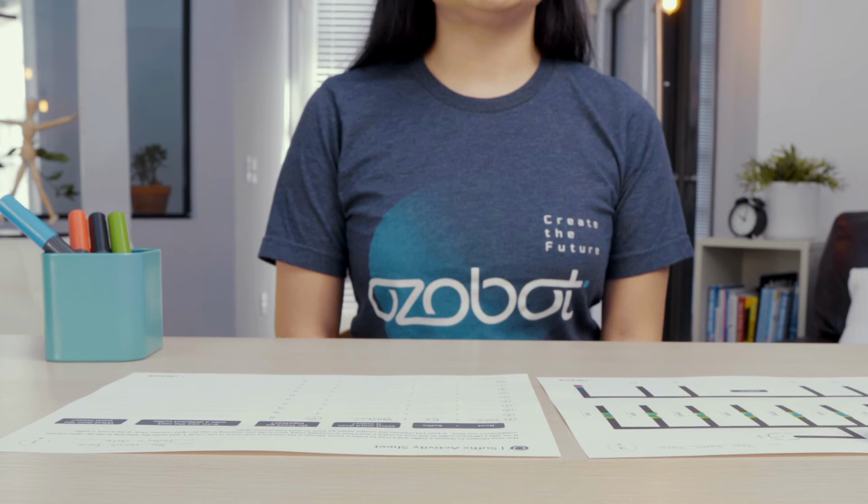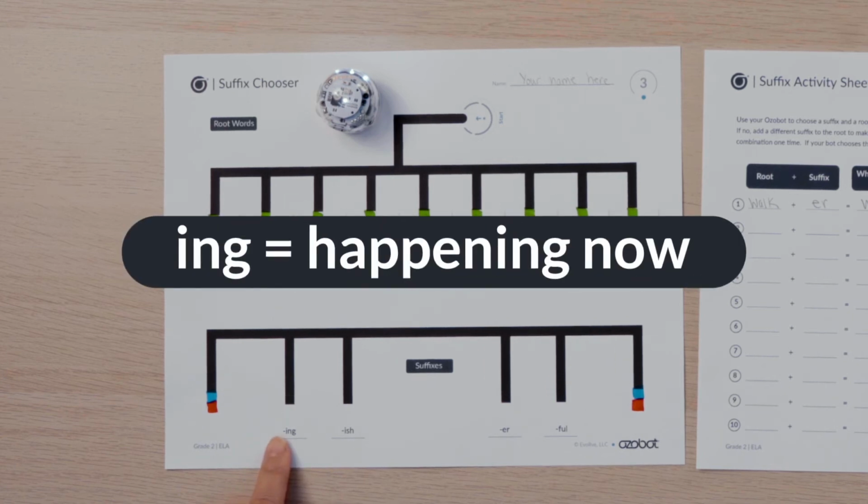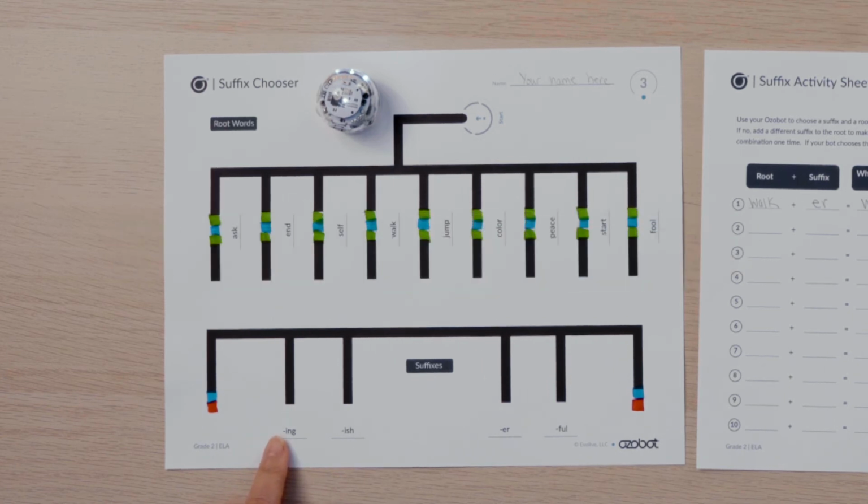Let's review the meanings of the suffixes on the suffix chooser. The first suffix is ing, which means that something is happening right now. So the root word walk with the suffix ing is walking, meaning walking now.